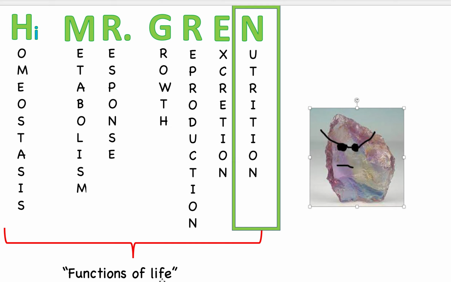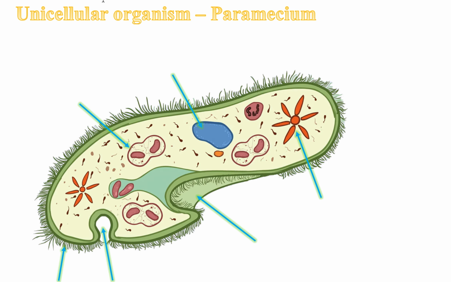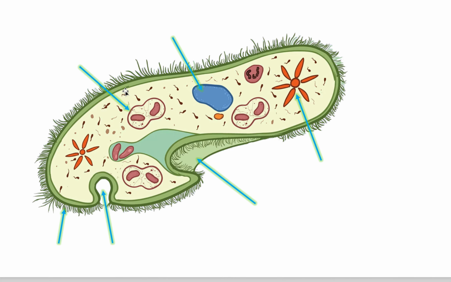So we're going to take a look now at a single-celled organism, a unicellular organism called Paramecium that can also carry out all of these functions of life. So all unicellular organisms, so all single cells, can carry out all the functions of life. We're just using this one as an example, okay? So this is an organism by itself. It doesn't need more than one cell. It's only made up of one cell, yet it's a full organism.